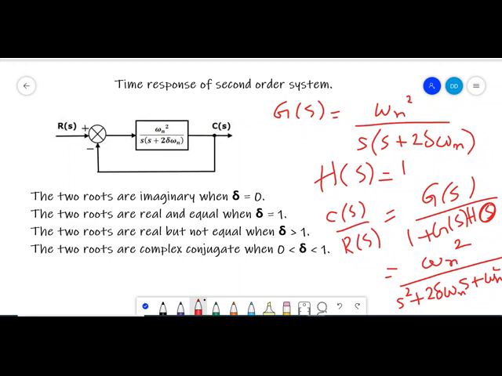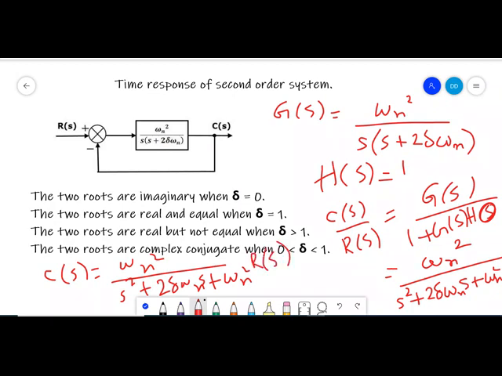So we can write C of S as omega n square divided by S square plus 2 delta omega n into S plus omega n square into R of S. This R of S can be either step, ramp or any type of inputs. So we will be obtaining the response C of t for a step input.